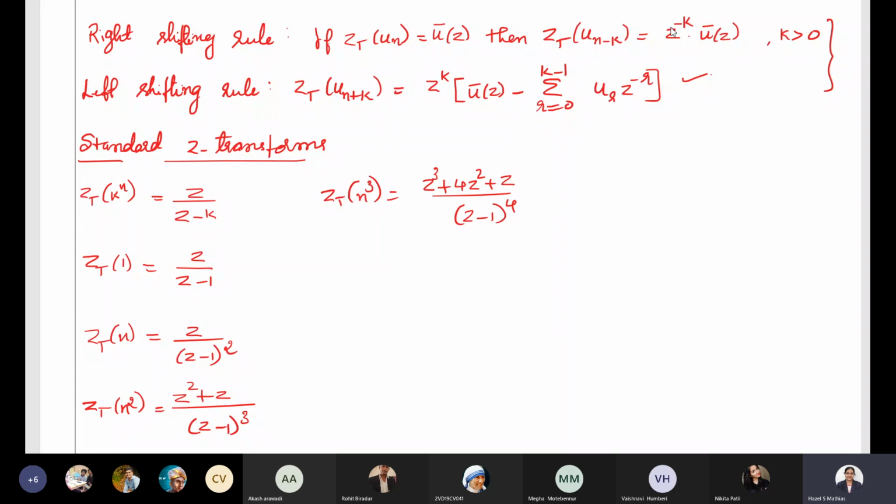And here also, this is the right shifting rule, Z transform of u_(n-k). Suppose they have asked the Z transform of u_(n-2), then you need to apply this formula. Suppose they ask the Z transform of u_(n+2), that is n plus k, then you need to apply the second formula. So these are the concepts we discussed in the previous class.